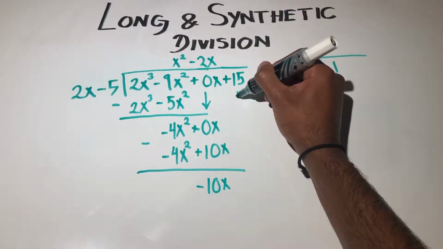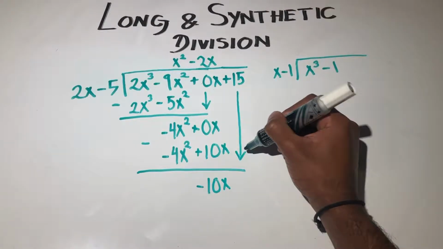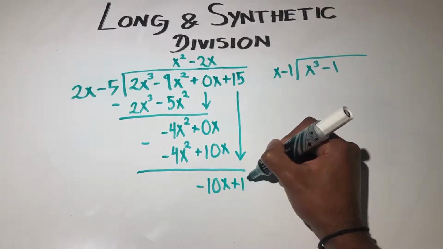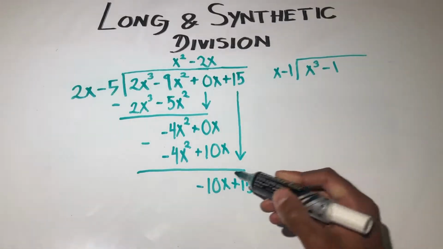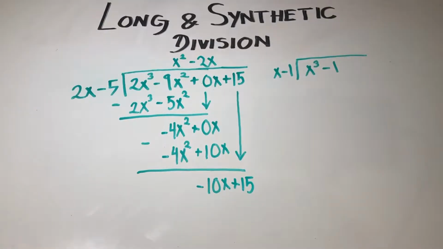And then we're going to go ahead and carry down our last term, which is positive 15. Negative 10x divided by 2x is going to give us negative 5.